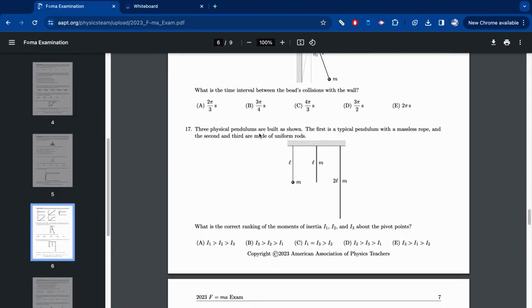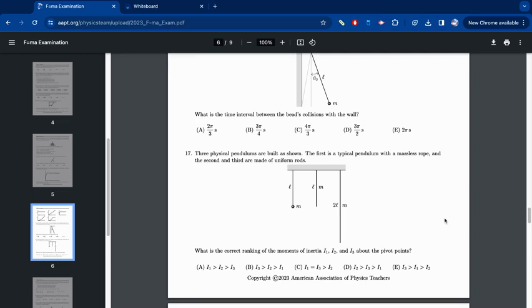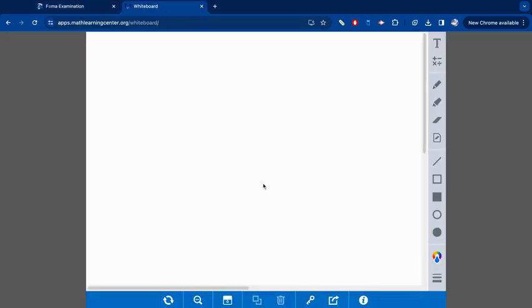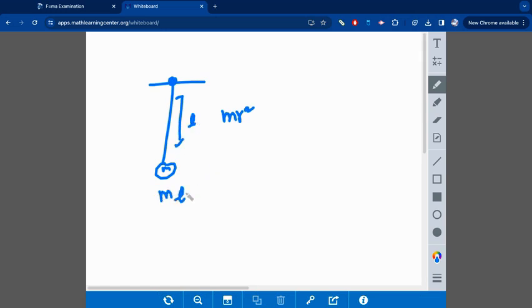Okay, moving on to problem number 17. So we have 3 physical pendulums, and we want to find the correct ranking of the moment of inertia of them about the points that they're pivoted about. So the first one is just like a string with a mass m connected to it. So a massless string. So the definition of moment of inertia is just the mass, so each individual mass, times the distance from the pivot point squared. And so since there's only one mass, that's a distance L from the pivot point, its moment of inertia is mL squared.